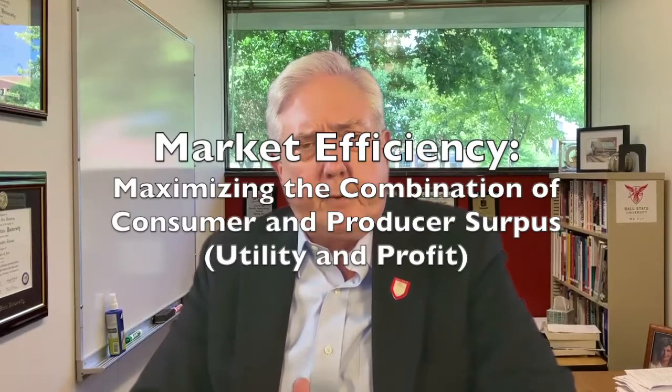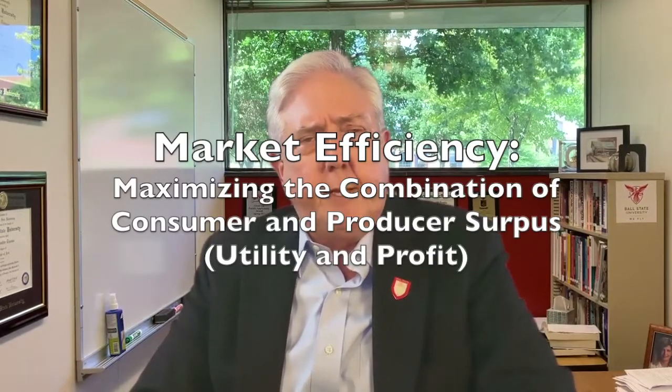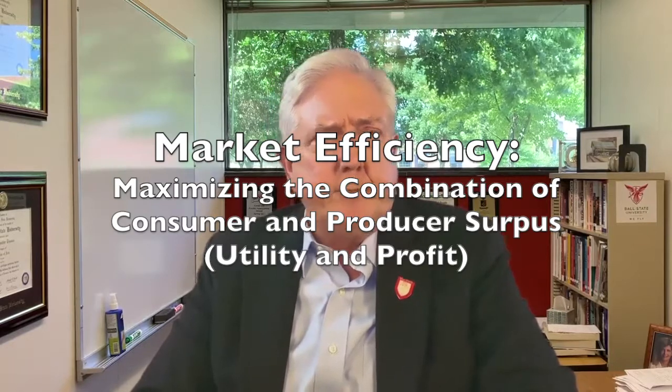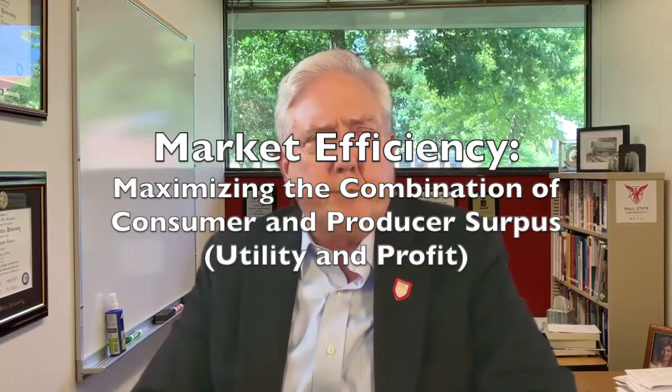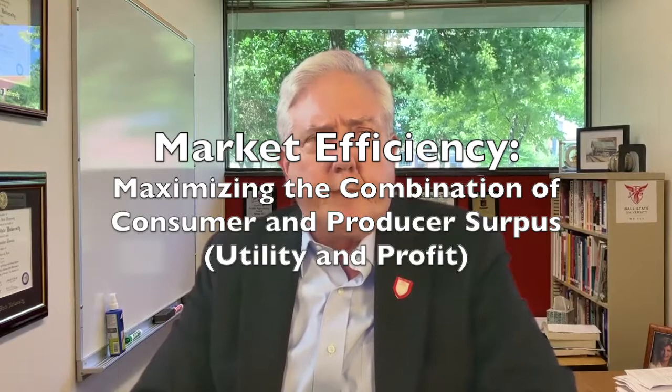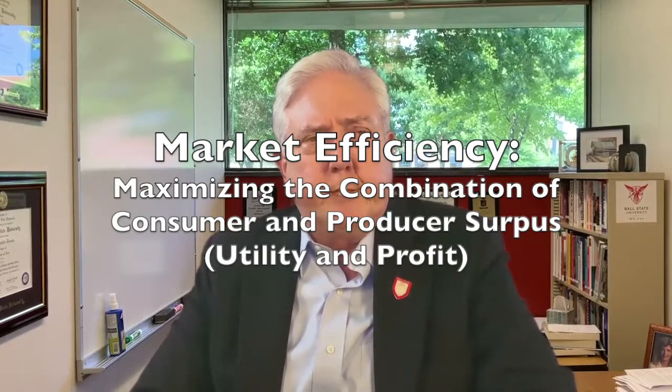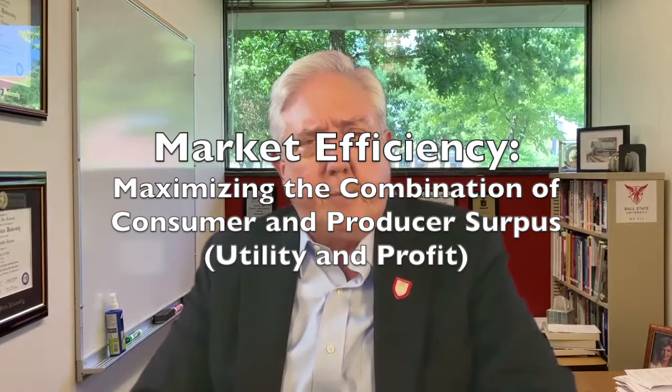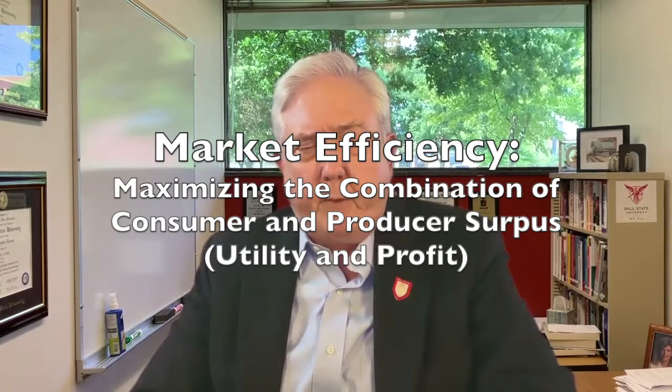The concept of market efficiency is critical to understanding why markets work. Now, as economists, we need a very simple, measurable way to determine market efficiency. And we do it by saying that a market is more efficient if we can increase the combination of consumer surplus and producer surplus. So if there's a way that consumers can get more utility, producers can get more profits, and the combination of those two increases, then we have a more efficient market.